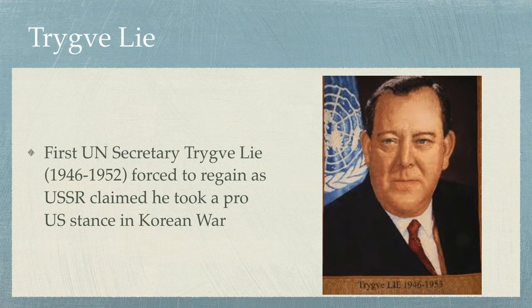The very first Secretary General was Trygve Lie from Norway, and he served from 1946 to 1952, when he was forced to resign after the Soviet Union claimed that he took a pro-US stance in the Korean War, where the UN sent troops to deal with the North Korean invasion of South Korea in the 1950s. So there was controversy even from the beginning.